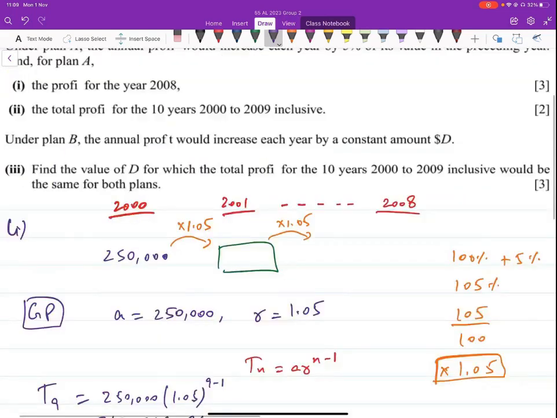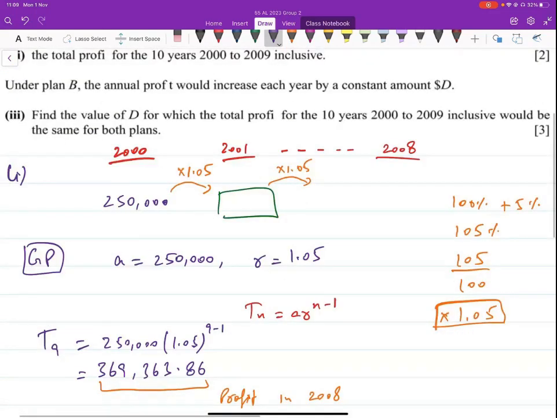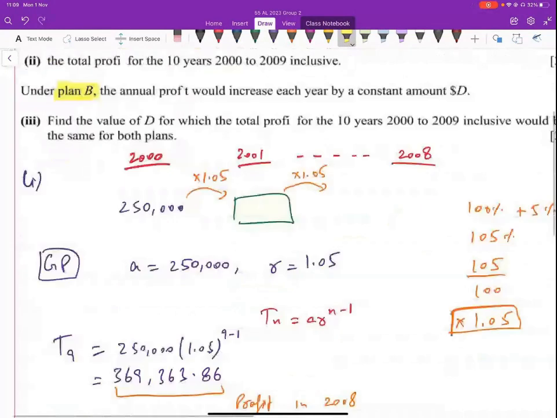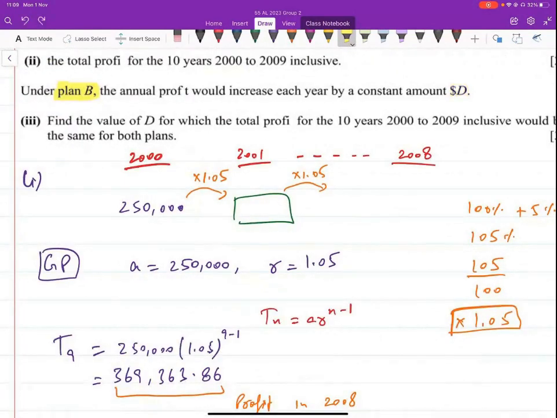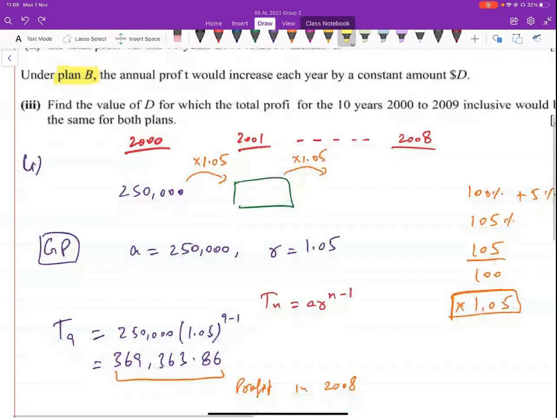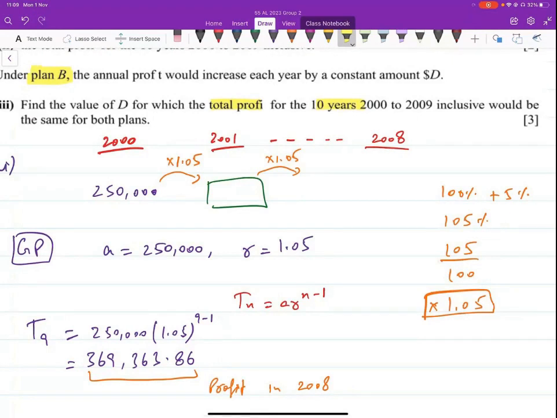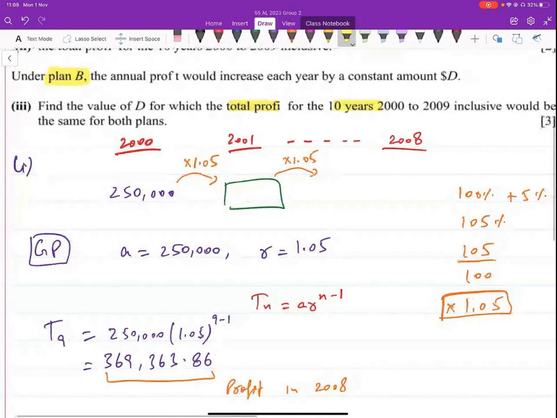Okay, let's look at the next part. Now we've got the second plan. Under plan B, the annual profit would increase each year by a constant amount D. What type of a sequence is this? It's an AP, right? The difference is constant. हर दफा आप D add कर रहे हो. Find the value of D for which the total profit for the 10 years, inclusive, yani 2000 and 2009, both are included, would be the same for both plans.